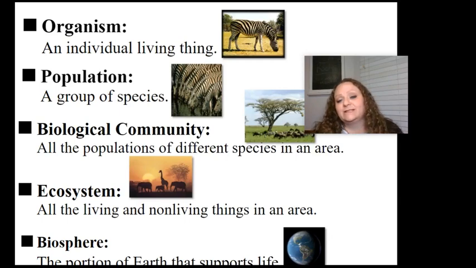So an organism obviously is an individual living thing, but if you get a group of the same species together, we're going to call that a population. The populations of different species in an area make a biological community. And please remember, we're not just talking about the animals in an area. We're talking about the plants, the fungi, the bacteria. All of those are part of the biological community. An ecosystem is when we take all of those living things and we put them together with the non-living things in the area as well. All ecosystems together become the biosphere.